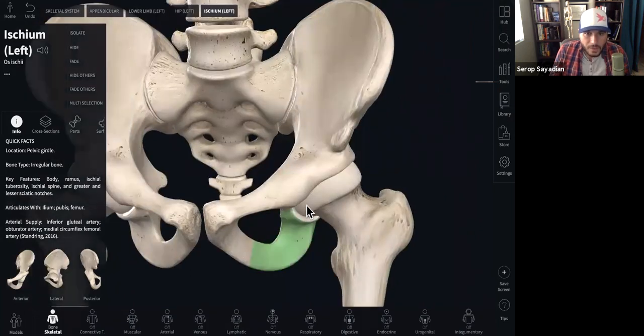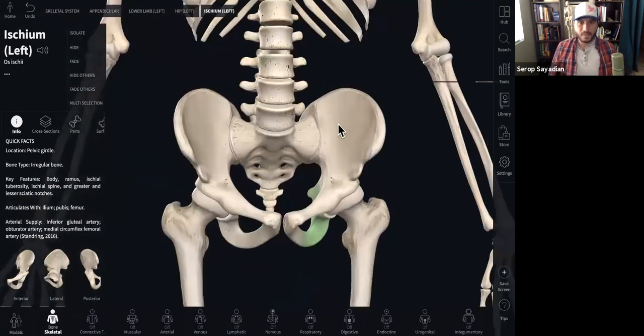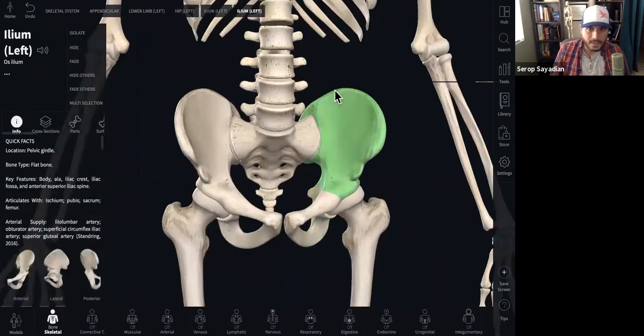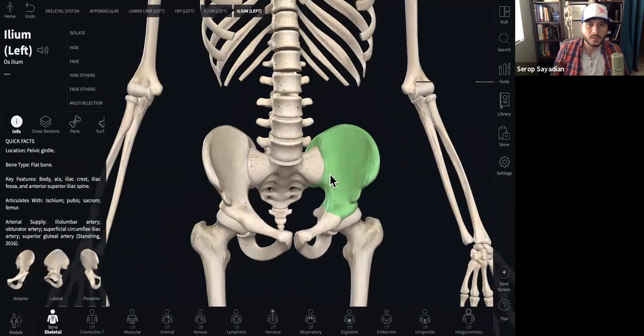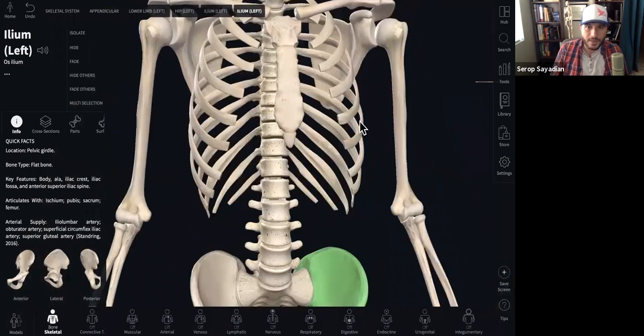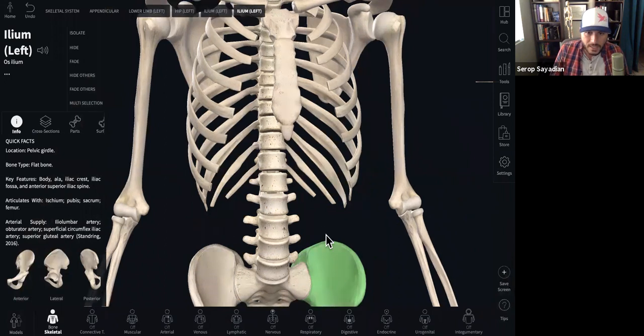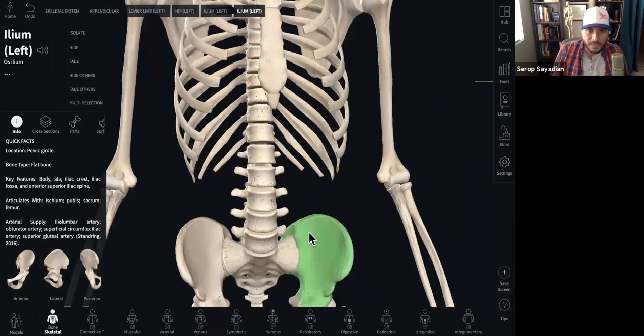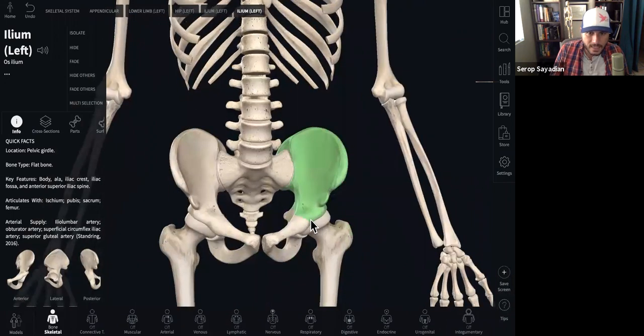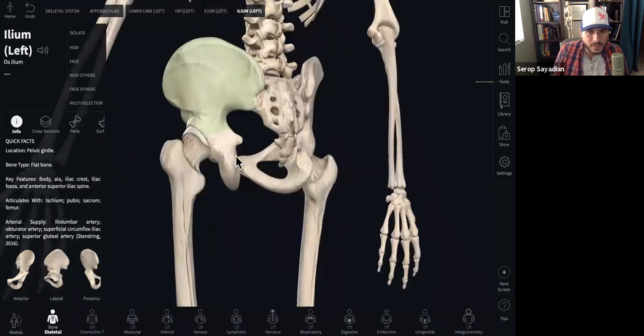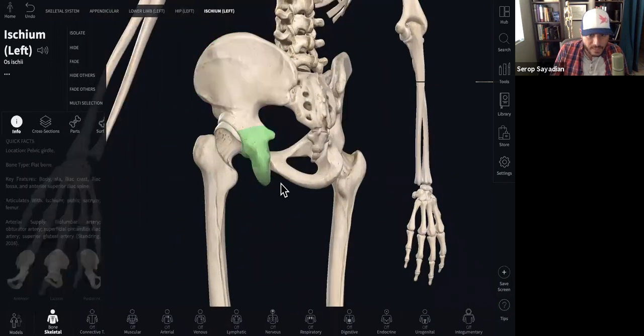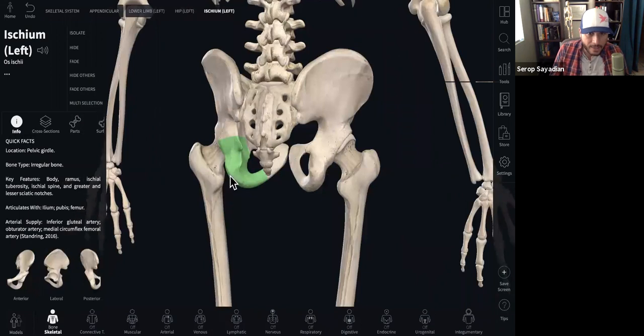So a few things you should know about this. The ilium is where muscles attach that support the spine, and even muscles that go all the way to the arm, like the latissimus dorsi. So just know that it's a muscle attachment spot for muscles that support the spine, whereas the ischium is a muscle attachment spot for the hamstrings that move the leg. The hamstrings are actually going to start here on the ischium.